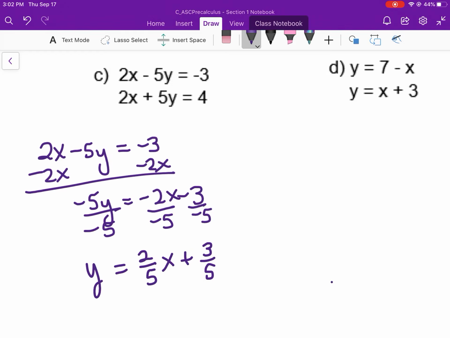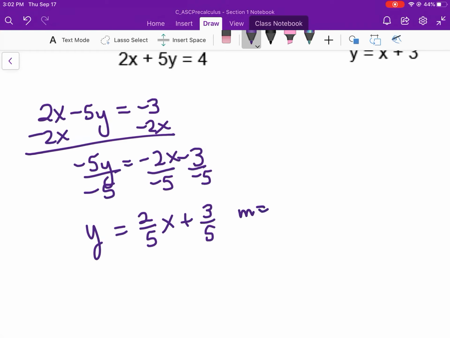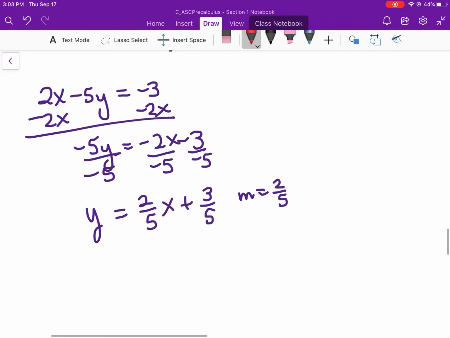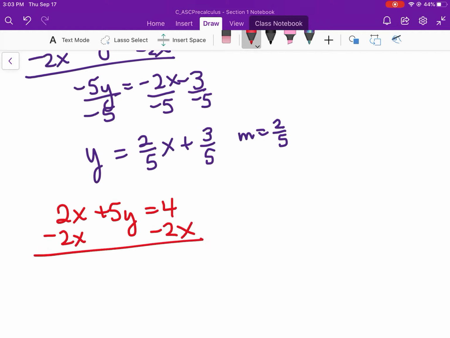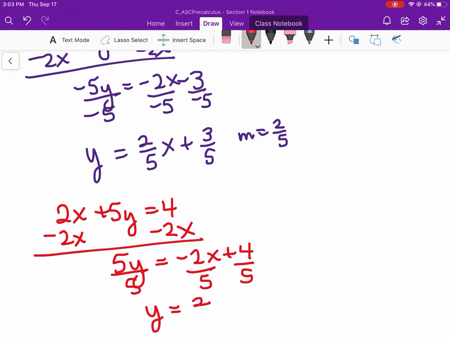But we don't really care about that. We only care about the slope. So this slope is 2/5. Now I do the other one. I'll change colors because I can. 2x plus 5y equals 4. Again, I want to solve for y by subtracting 2x. So I get 5y equals minus 2x plus 4. Divide by 5. So y equals -2/5 x plus 4/5.